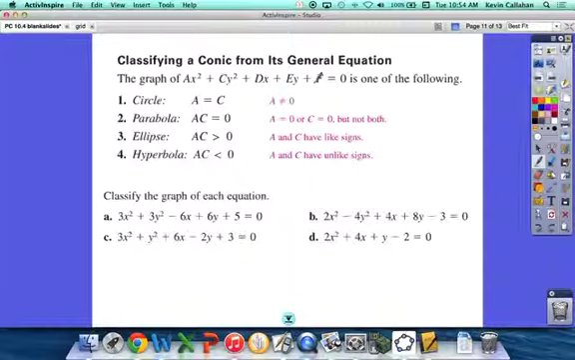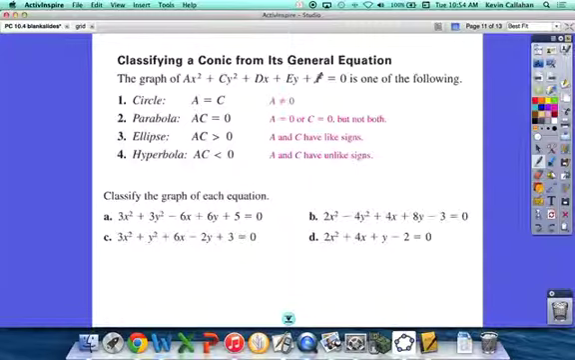Which leaves us with ellipse and hyperbola. Right? In the equations, what's the difference between ellipse and hyperbola? They have opposite signs, right? For the hyperbola, the squared terms have opposite signs. For the ellipse, they have the same sign. So if they have the same sign, then if you multiply A times C, whether it's positive times positive or negative times negative, it's going to be greater than 0. For a hyperbola, since they have opposite signs, a positive times a negative is less than 0.